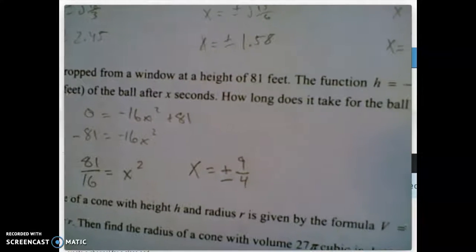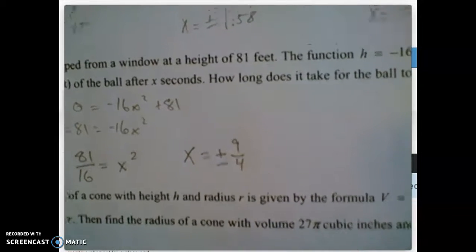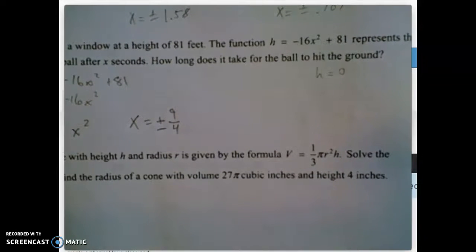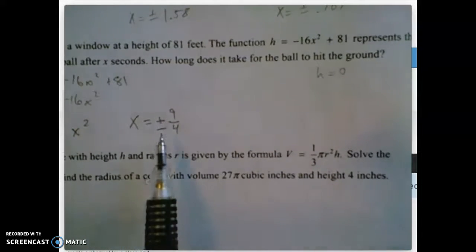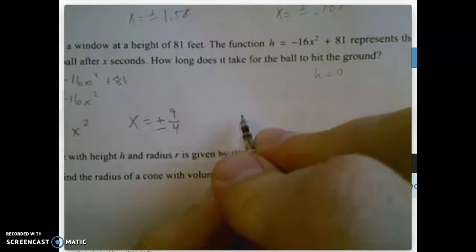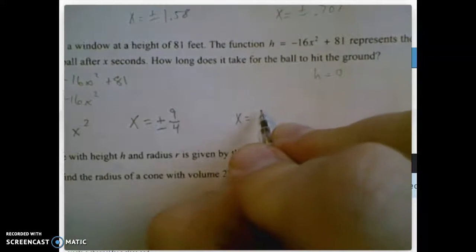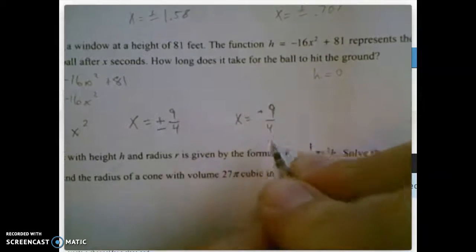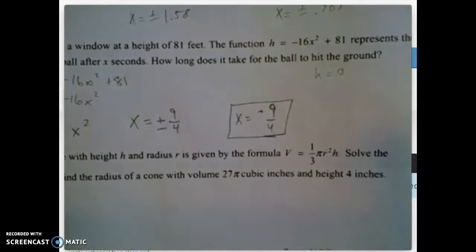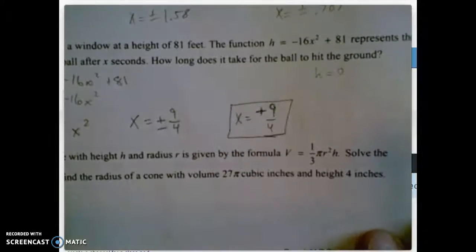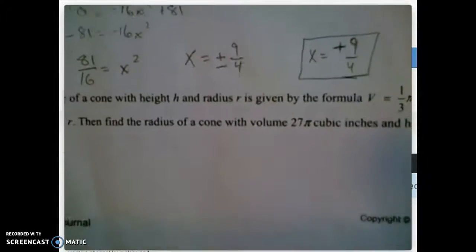Now here's where we have to use a little common sense. We are talking about the time it takes for the ball to hit the ground. So if we're talking time, which one would be the correct answer? The positive 9/4 or the negative 9/4? Your final answer would be the positive 9/4, because we're not going to go back in time.